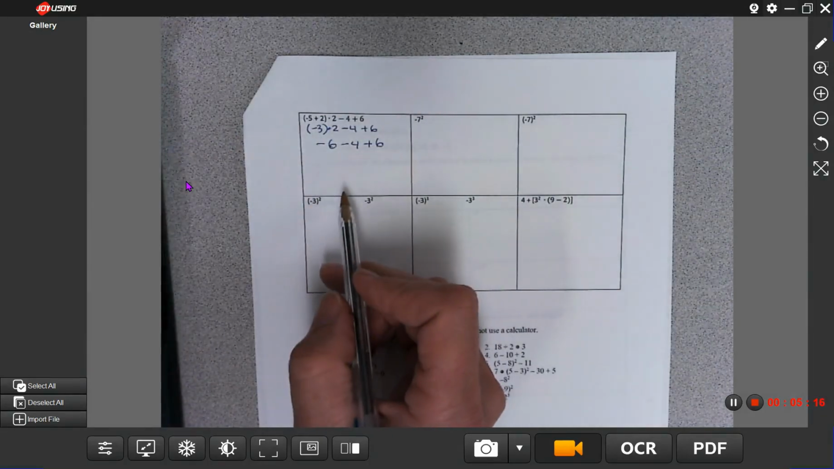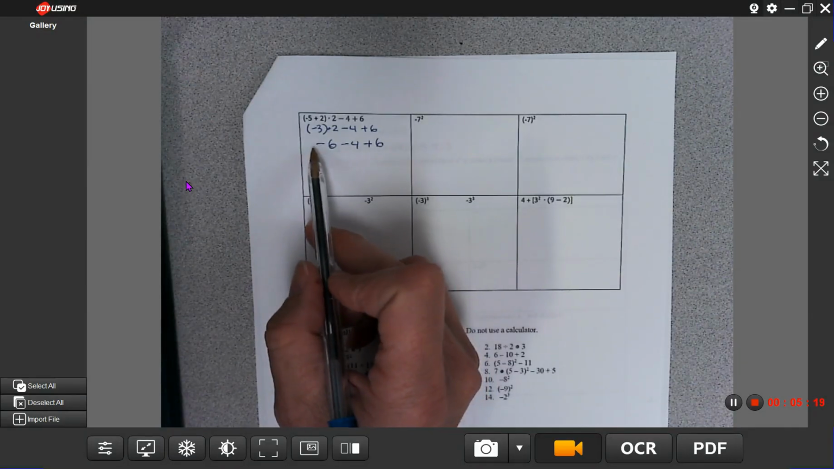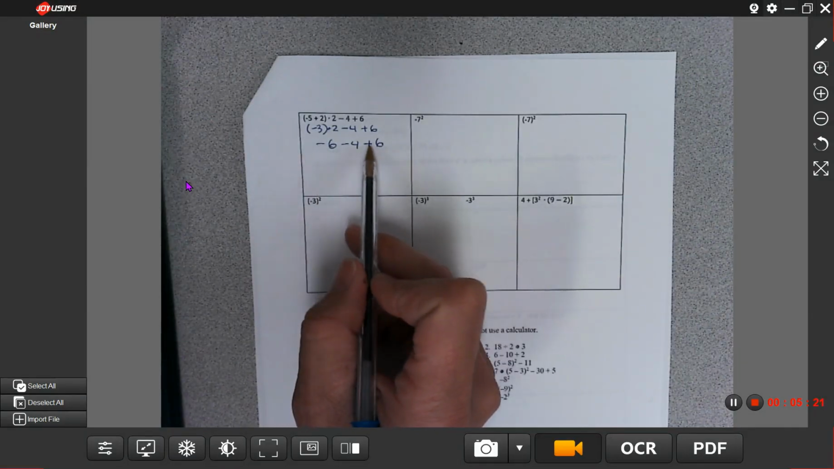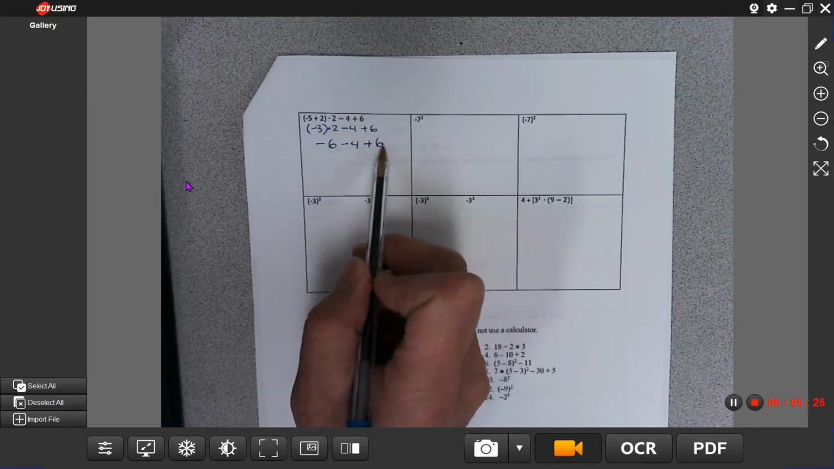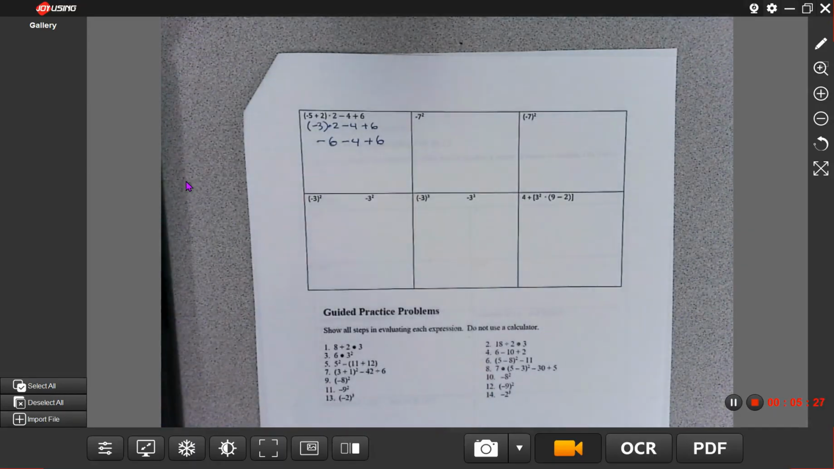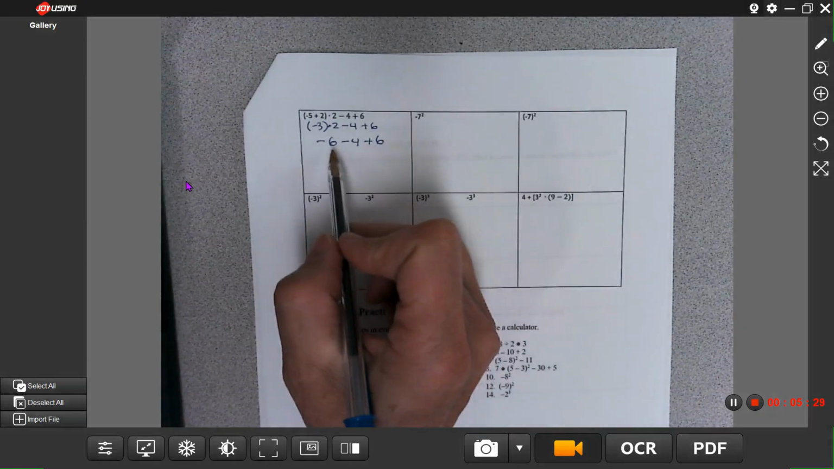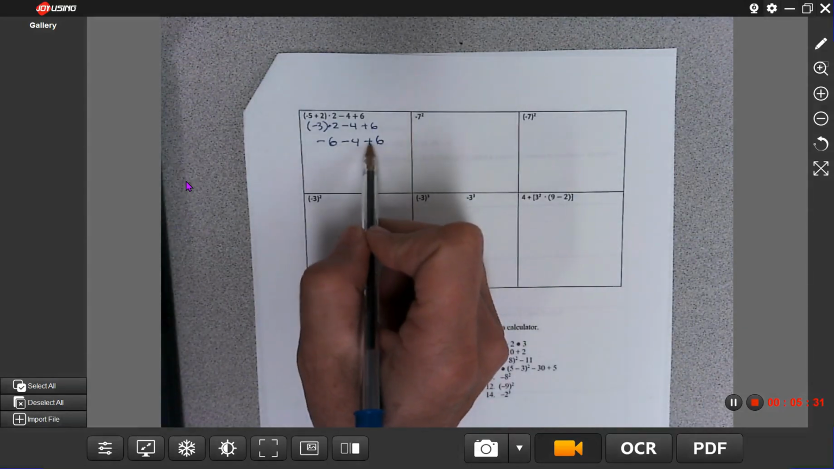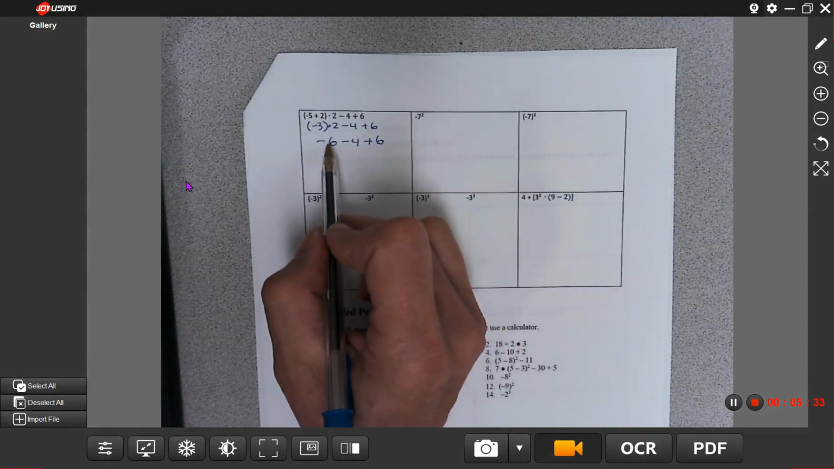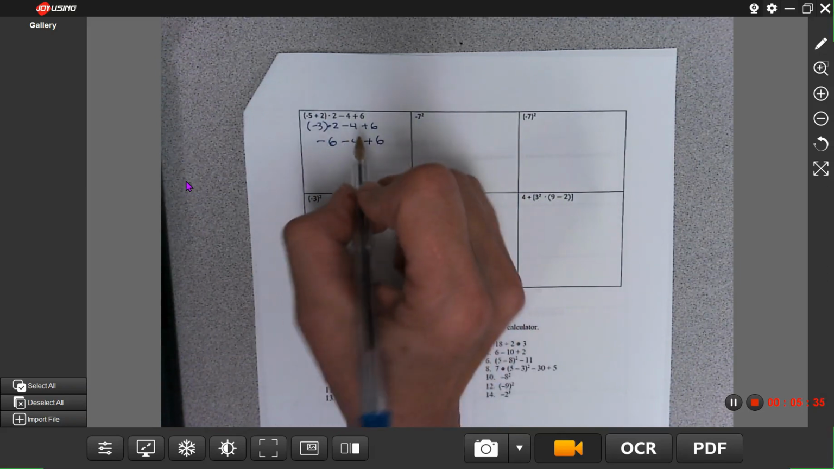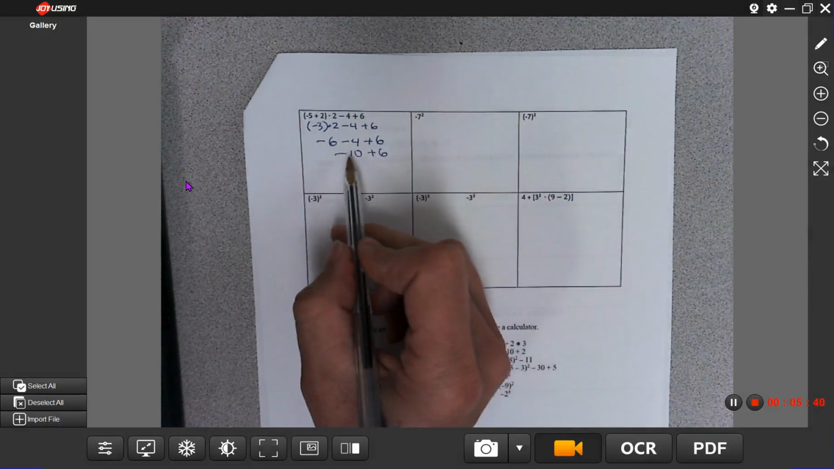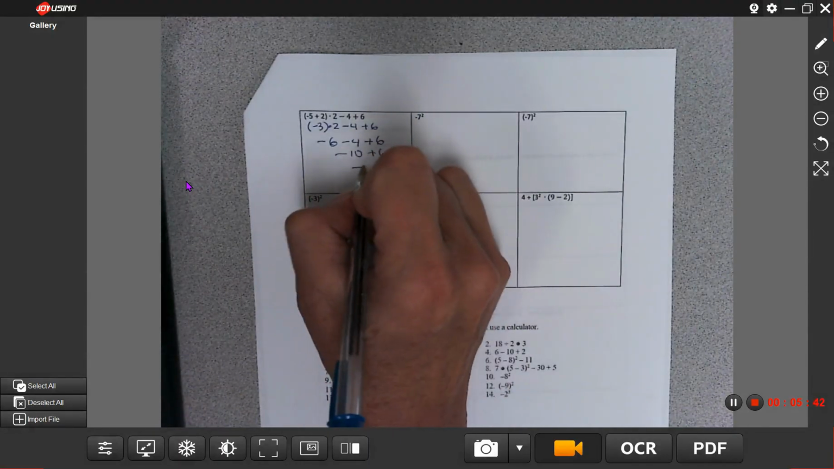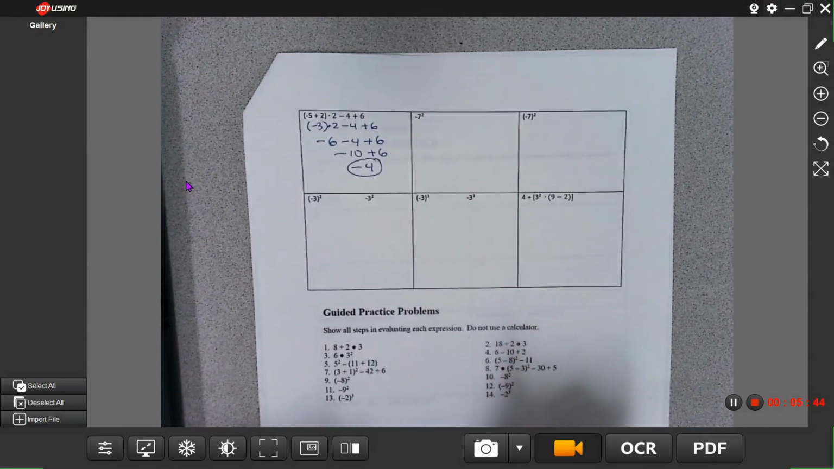I keep everything else. And now everything I have here is addition and subtraction. So I do addition and subtraction from left to right. So it doesn't mean I do the addition before the subtraction. So negative 6 minus 4, I do that first. So that's negative 10. And now I do negative 10 plus 6, and that's negative 4.